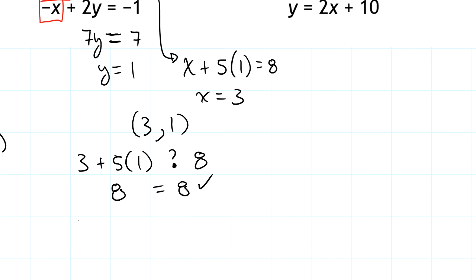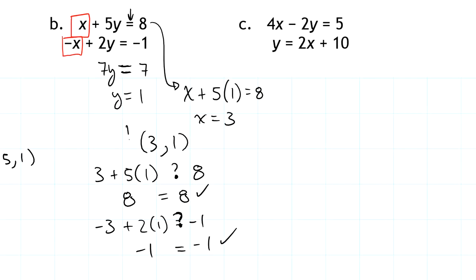Now let's check the second equation. The second equation says take the opposite of x. So I'm going to have negative 3 and then plus 2 times y. y again is 1. And see if that equals the number negative 1. Well, yeah, negative 3 plus 2 is negative 1. So negative 1 is negative 1. So it checks in the second equation too. So definitely the point x equals 3, y is 1 is the solution for part B.